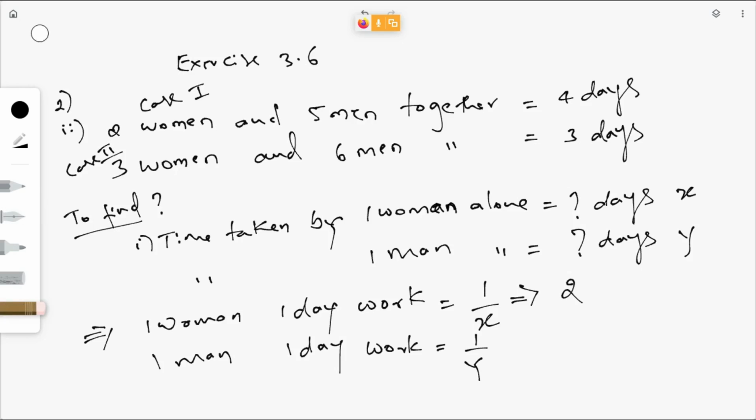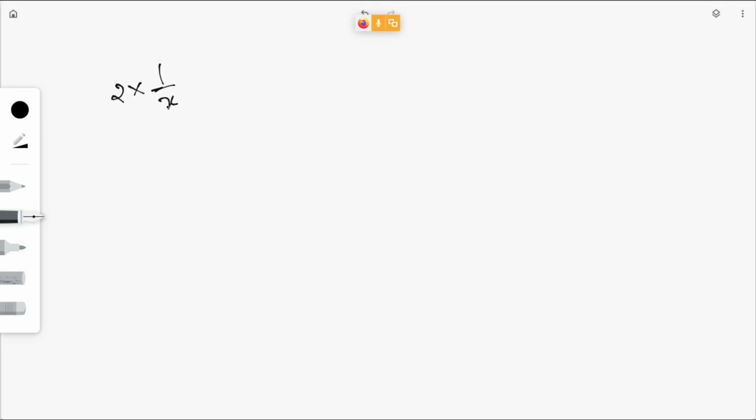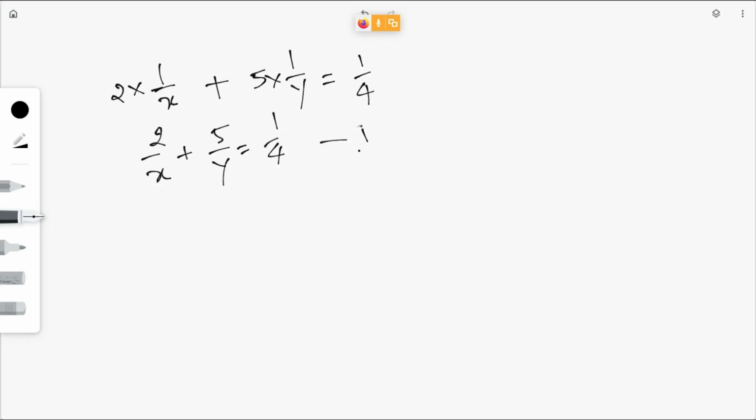Let's do it on the next slide. See, what was in case 1? 2 women and 5 men. Okay, we know that 2 women, 1 by x, because this is the 1 woman 1 day work. So 2 women: 2 into 1 by x plus 5 men: 5 into 1 by y. So how many days do they both take? They take 4 days. That is 1 by 4. If I simplify this one, what will we get? 2 by x plus 5 by y is equal to 1 by 4. So this is the first equation.